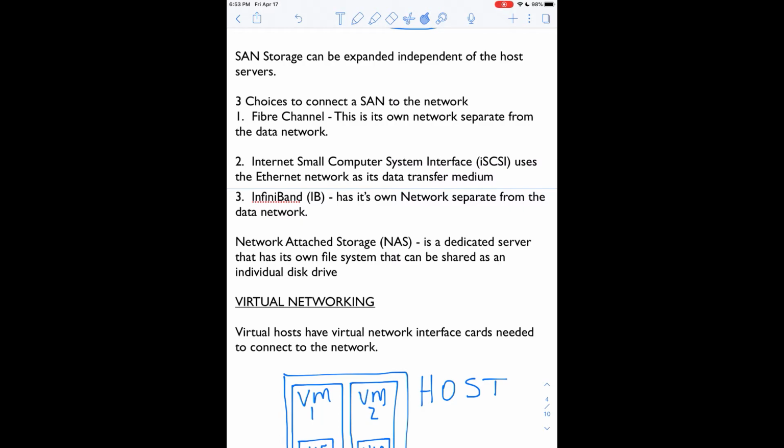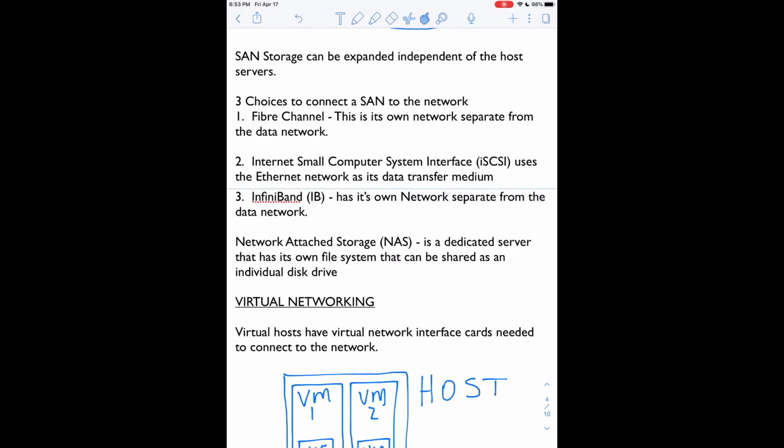It's got its own separate network from the data network. So you actually had the fiber channel network interface cards that went in your SAN server along with your other virtual hosts, and they connected to a fiber channel switch, and that became a storage area network.